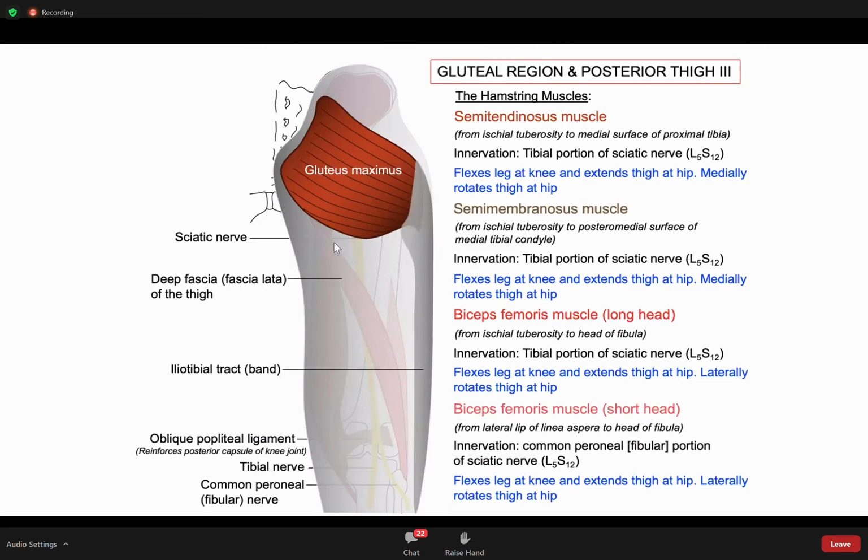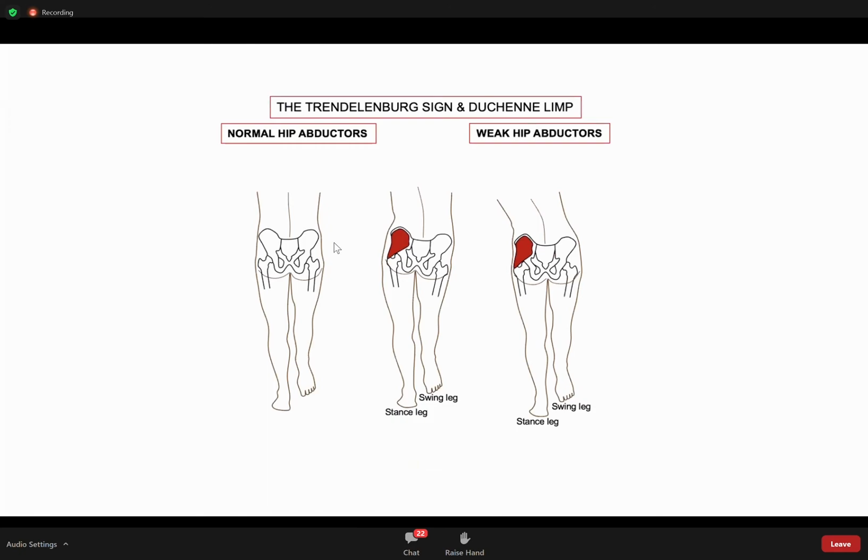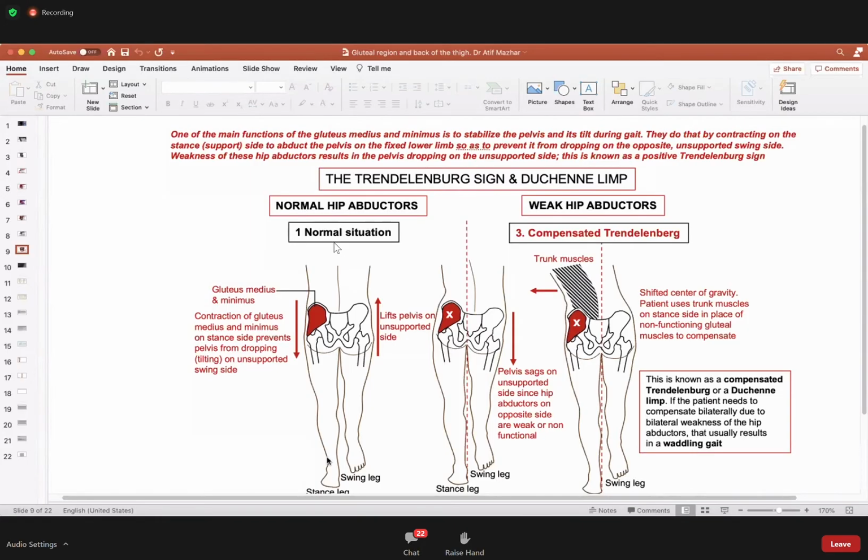Iliotibial tract. I'm not touching this concept at the moment because it needs time, and my time is only by my watch, and I have 6 more minutes to go. So I'm skipping this slide at the moment, and I have something more for you guys. So get ready for that.